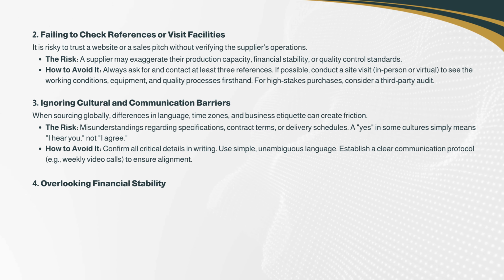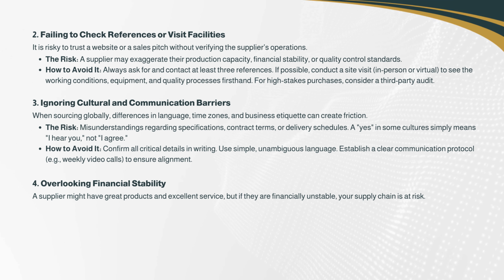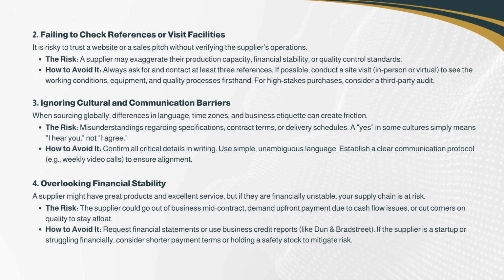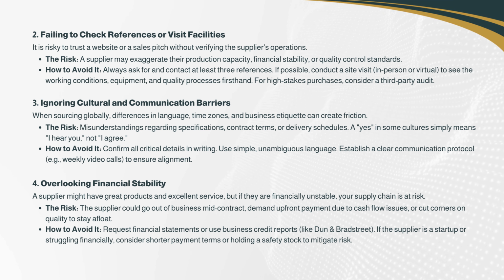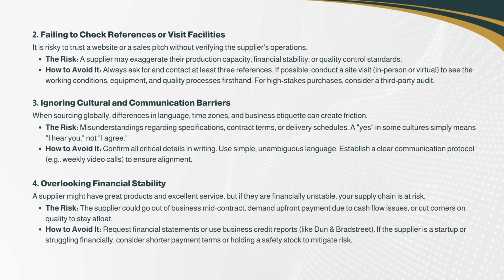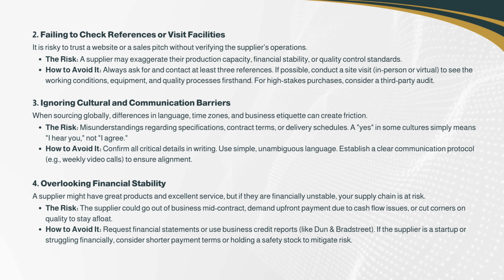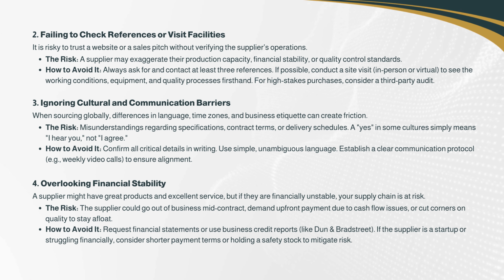4. Overlooking financial stability. A supplier might have great products and excellent service, but if they are financially unstable, your supply chain is at risk. The risk: the supplier could go out of business mid-contract, demand upfront payment due to cash flow issues, or cut corners on quality to stay afloat. How to avoid it? Request financial statements or use business credit reports, like Dun & Bradstreet. If the supplier is a startup or struggling financially, consider shorter payment terms or holding a safety stock to mitigate risk.